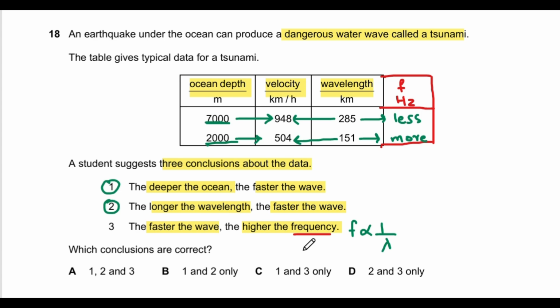The faster the wave, the higher the frequency. No, because when the wave is faster, the frequency is less, and when the wave is slower, the frequency is more. So option C is not correct. Only 1 and 2 are correct.